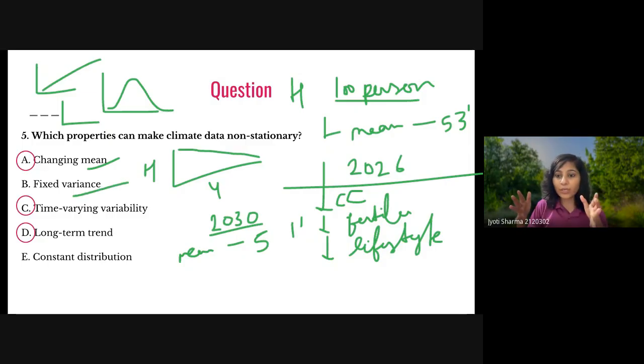Then fixed variance. If it is a fixed variance, then this is stationary. Fixed means it is constant. The spread is constant. Then we can't call it non-stationary.